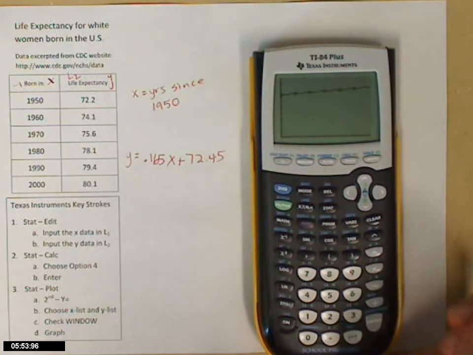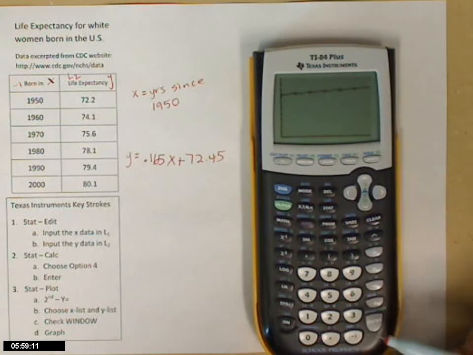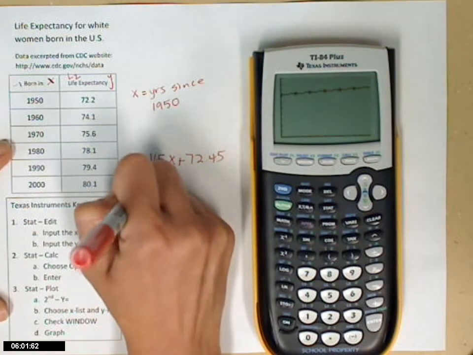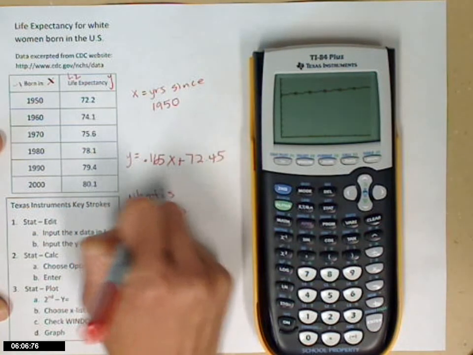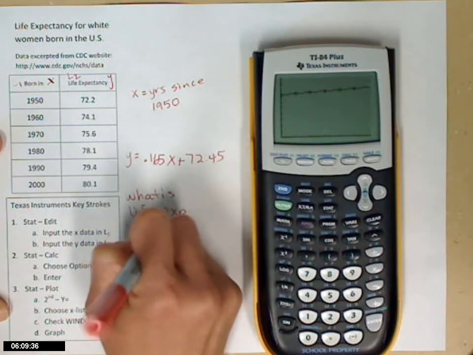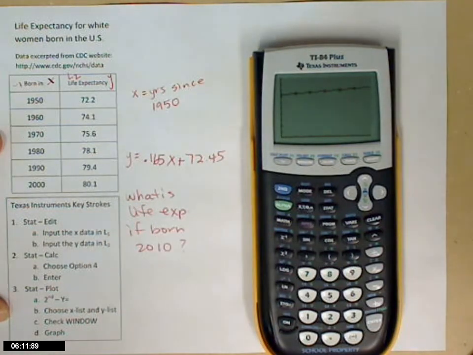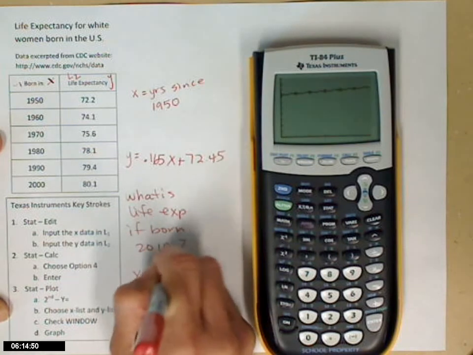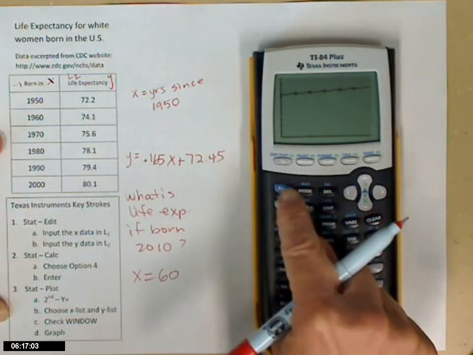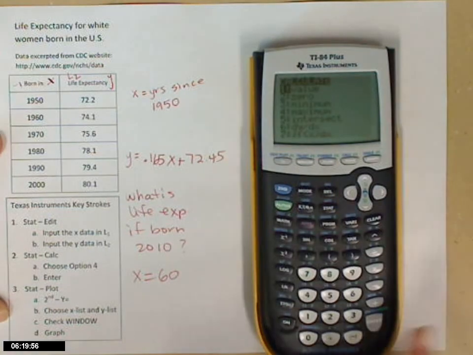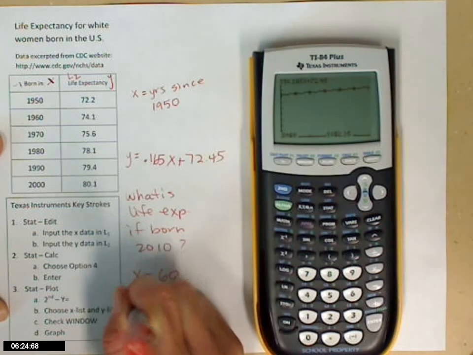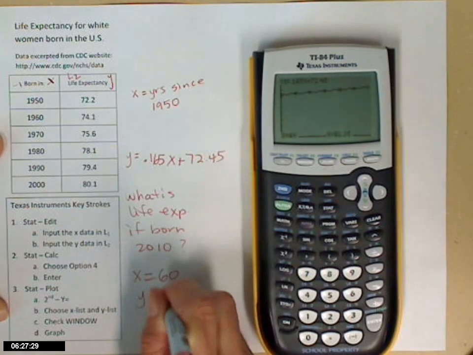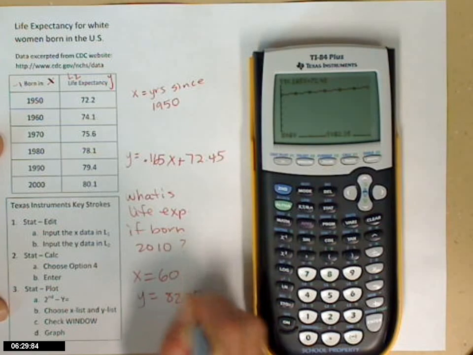So what if you were born in 2010? What is the life expectancy according to our equation, if born this year? If you're born in 2010, X is 60. So I'm going to be totally cheating here and use my calc feature. Calculate the value of my function if X is 60. And the Y value is 82.35. Good luck.